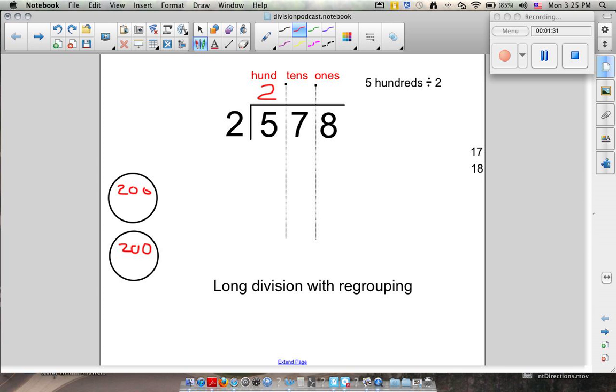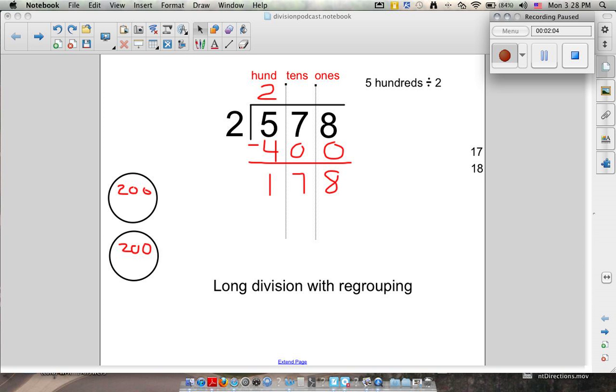We want to figure out how many cupcakes we have used already, so we take that 2, which is worth 200, and we multiply it by the 2 groups, and we know that we have placed 400 cupcakes on the 2 trays. After doing that, we want to figure out how many cupcakes we have left to place. So we will take the 400 out of the equation by subtracting, and we know we have 178 cupcakes left.